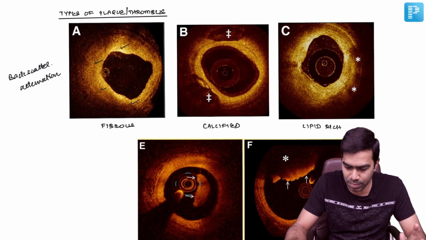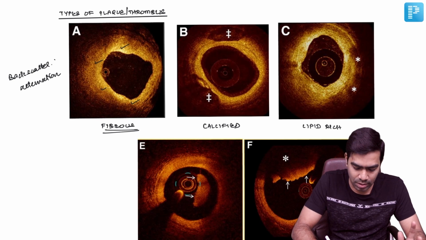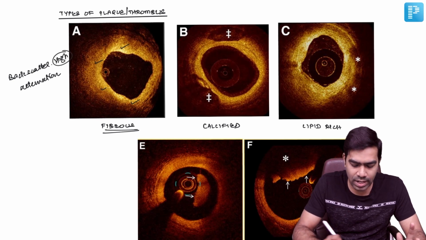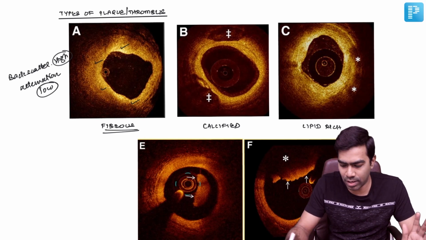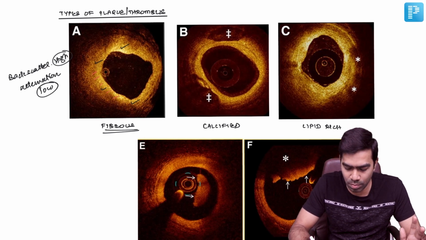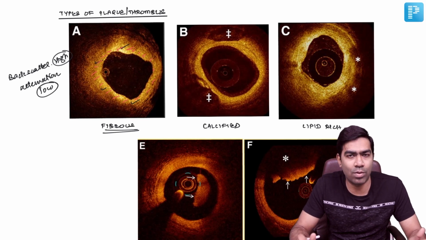If it's a fibrous plaque, the backscatter will be relatively high and the attenuation will be relatively low. Which means it doesn't attenuate the OCT waves, but the backscatter will be very high, which means you will see uniformly bright scattering around the fibrous plaque.